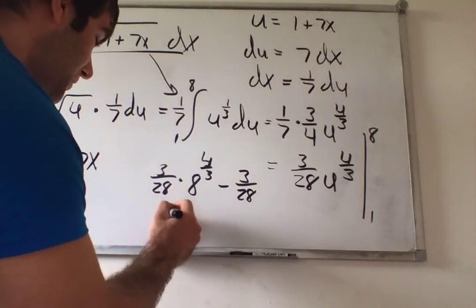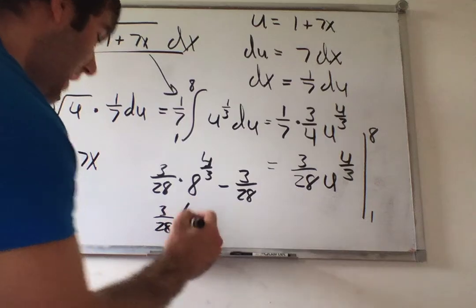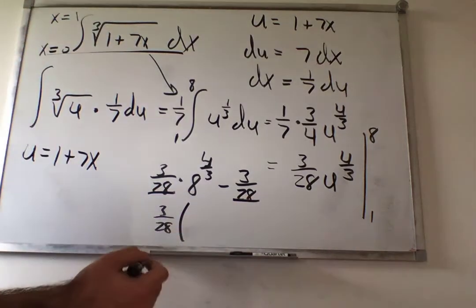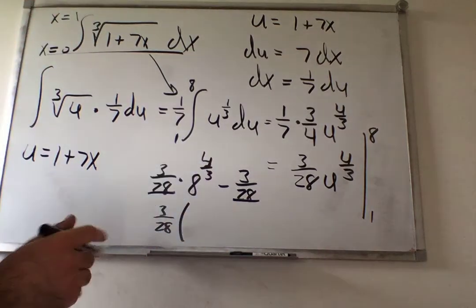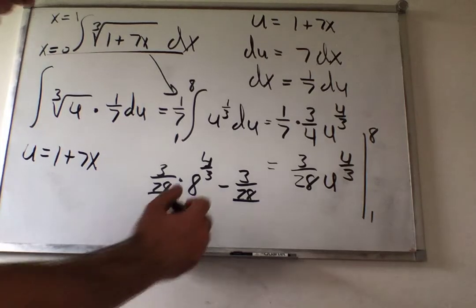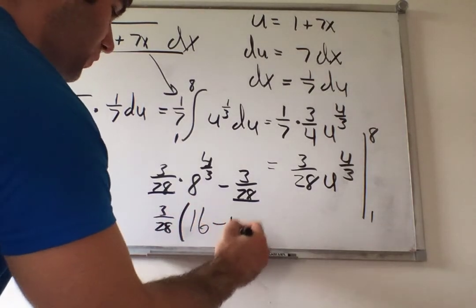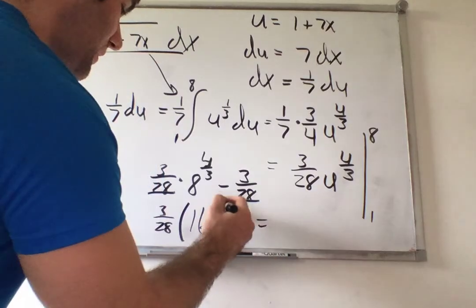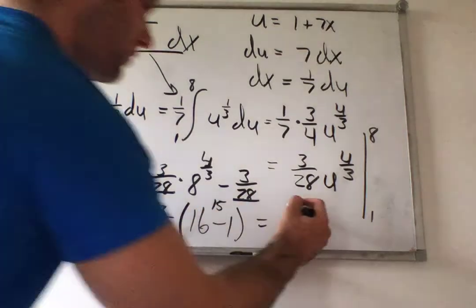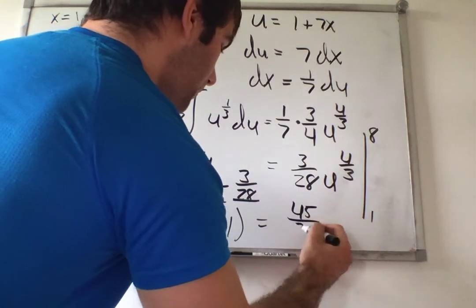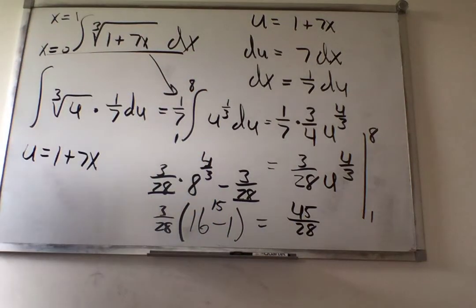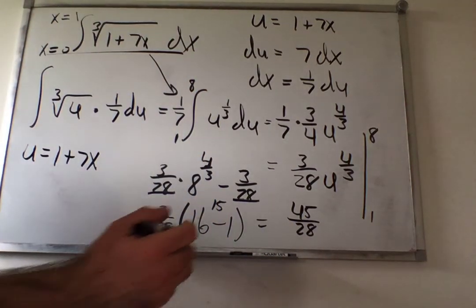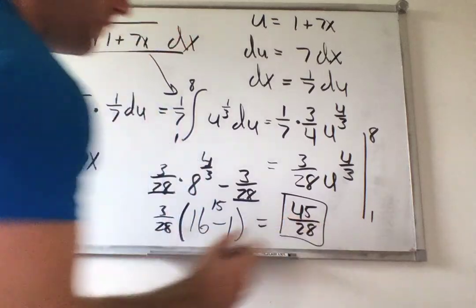So this is 3 over 28 times, I could factor it out, 3 over 28 times 8 to the 4/3 power, which is 16, minus 1. This is 15. So you get 45 over 28. There's our final result.